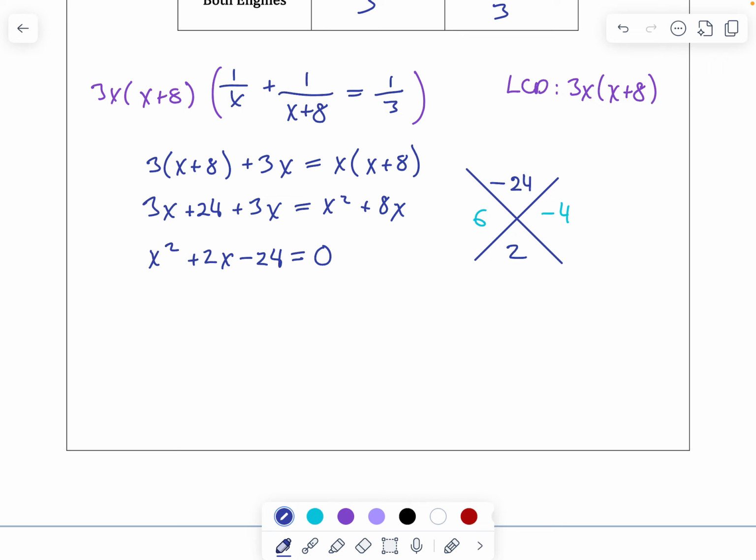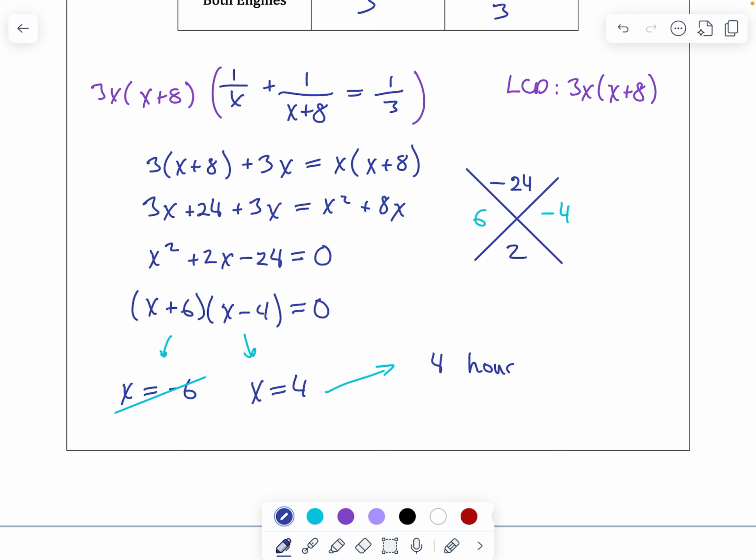Factoring gives me x plus 6 and x minus 4, which correspond to solutions of negative 6 and positive 4. Great. But again, we have context this time. We're talking about the amount of time it takes a boat to travel. It would not make sense to say negative 6 hours. So we're going to throw out the negative 6. We're going to keep the 4, which I believe is all the question was asking for.